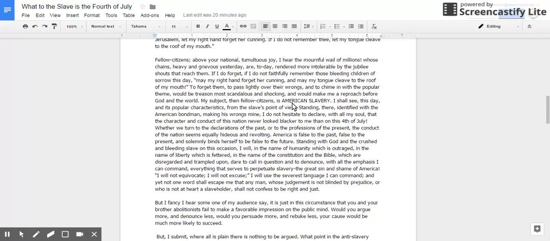My subject then, fellow citizens, is American slavery. I shall see to this day American bondman making his wrongs mine. I do not hesitate to declare with all my soul that the character and conduct of this nation never looked blacker to me than on this 4th of July. So again, this is kind of juxtaposition, because you're not supposed to think of the character and conduct of your nation as negative on the 4th of July, the day of freedom.